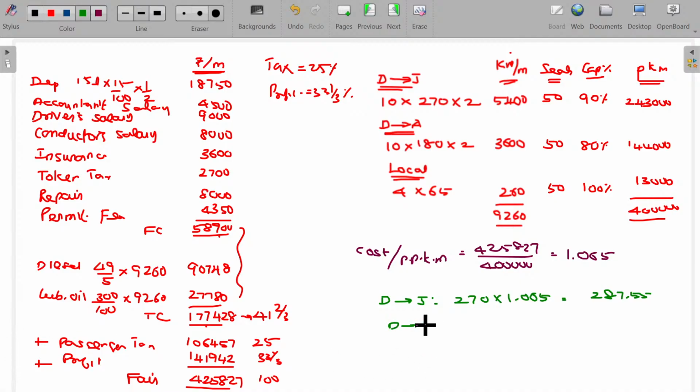Delhi to Agra, 180 kilometers. 180 kilometers per kilometer, we need to fix a fare being 1.065. 191.70. Local city, you need not calculate that. Local city, anyway they may climb up and get down, so we are not able to finalize this. Hope you are now able to understand the way how we can fix a bus fare. Clear?